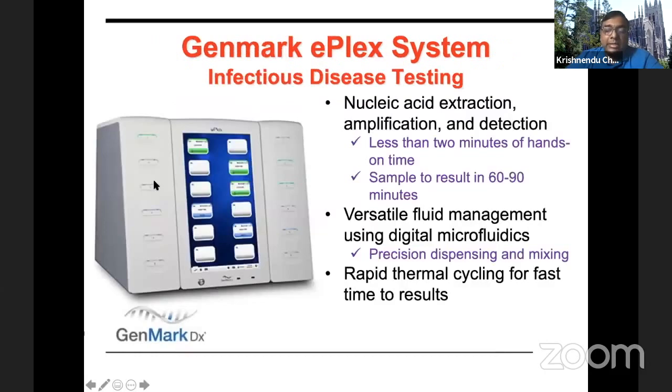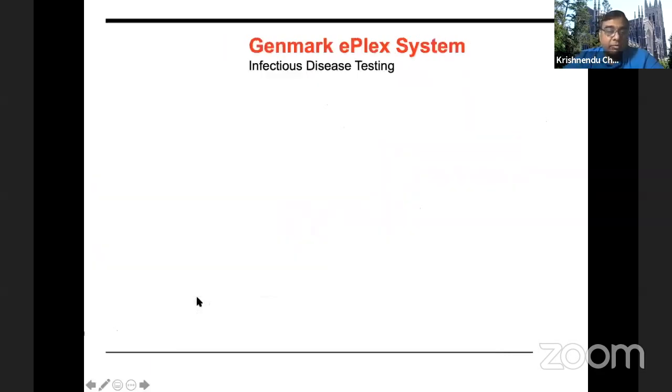So you can see that we went from research to commercialization, and there was a product in about 2 years. And then there is a company called Genmark that has also licensed this invention, and they are using this for nucleic acid extraction, amplification, and detection, all done in 2 minutes of time. They have a platform called ePlex, and I will play a video from them.